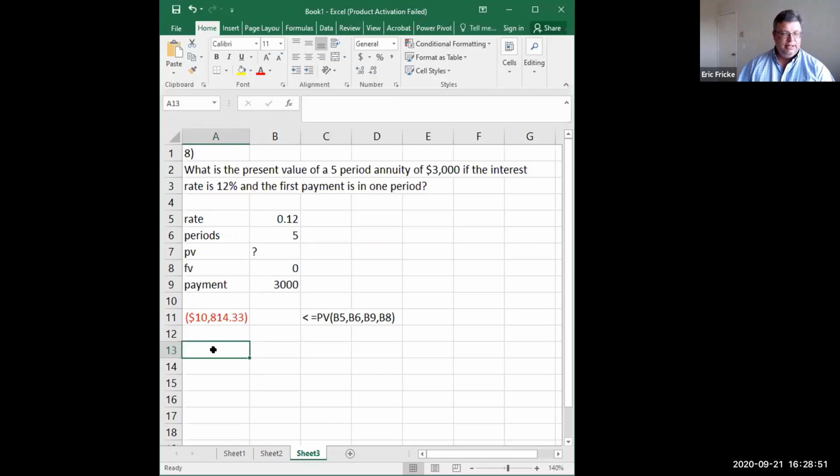Let's do it the math way. In the math one, we had that annuity formula. It was one of the bigger formulas we have, and it was something like this.